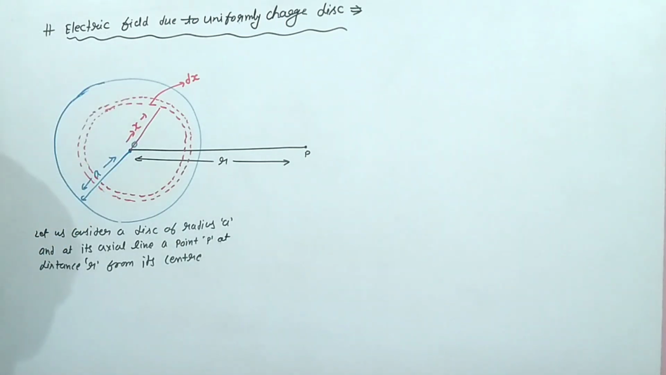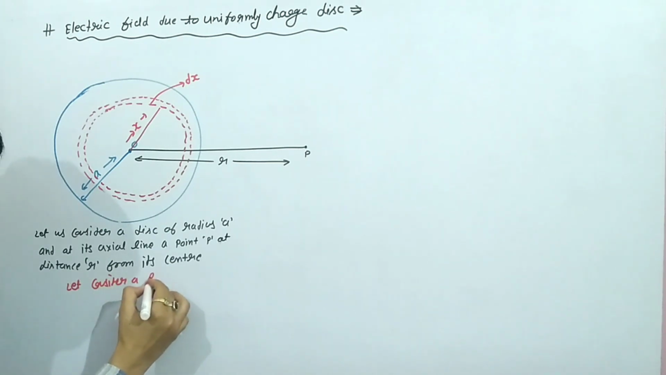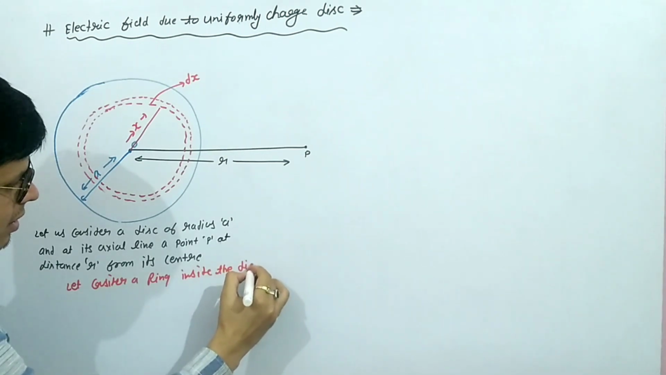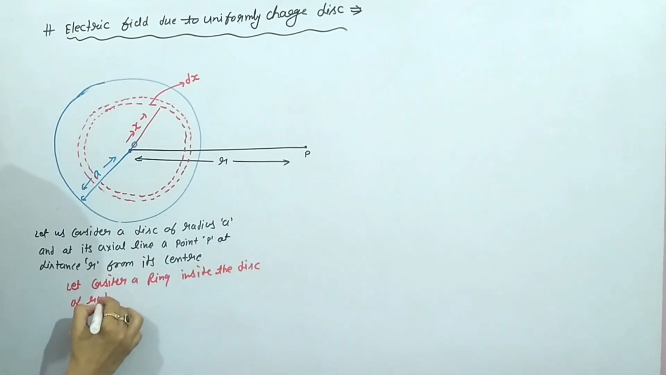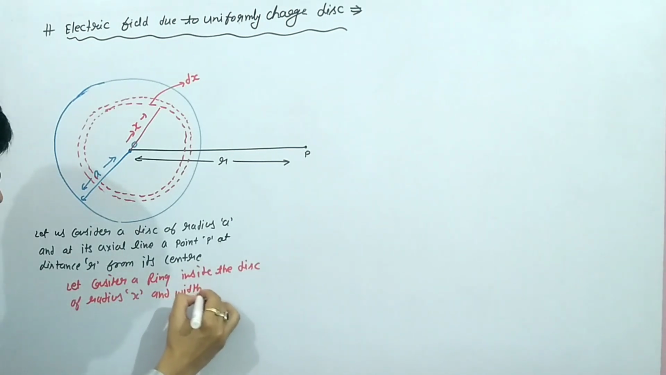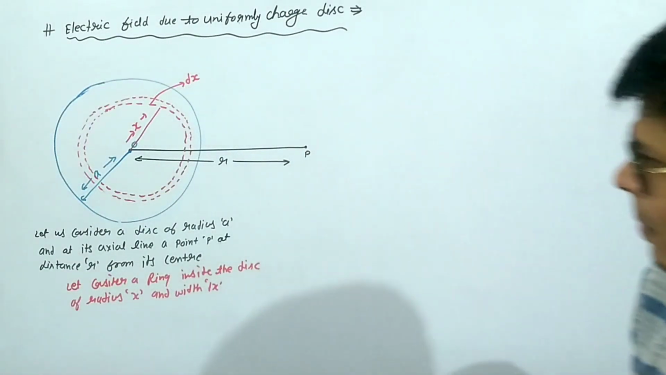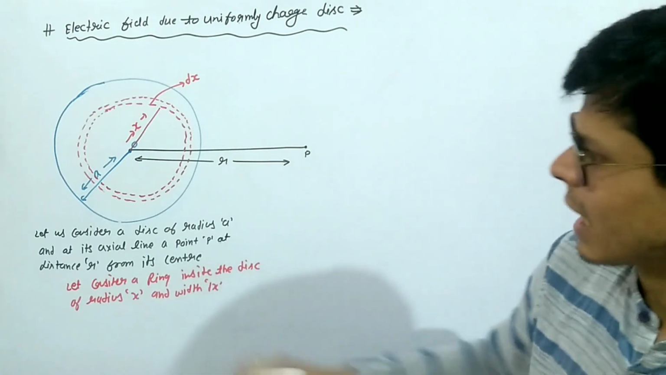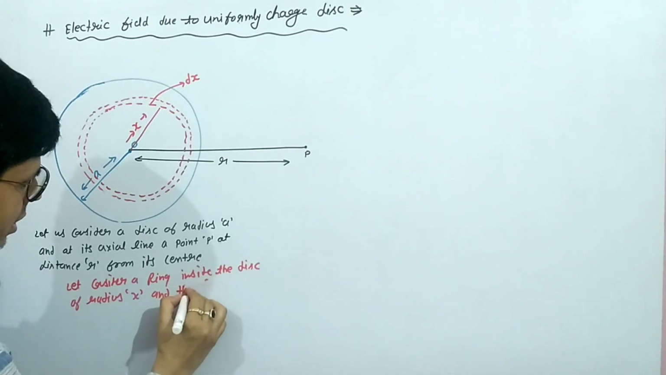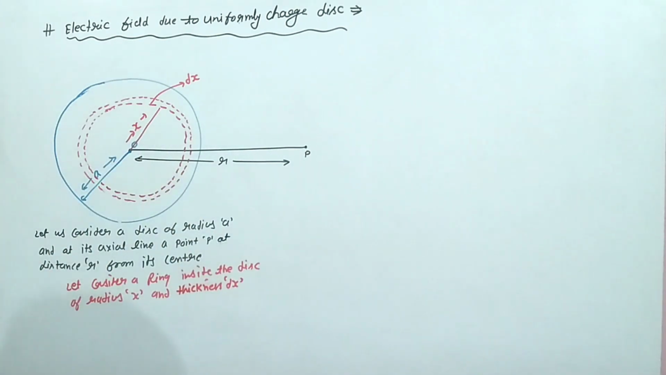So what we will write: let us consider a ring inside the disk of radius x and width dx. What is the width? dx. The thickness of this ring is dx. Write it down: the thickness of this ring is dx.